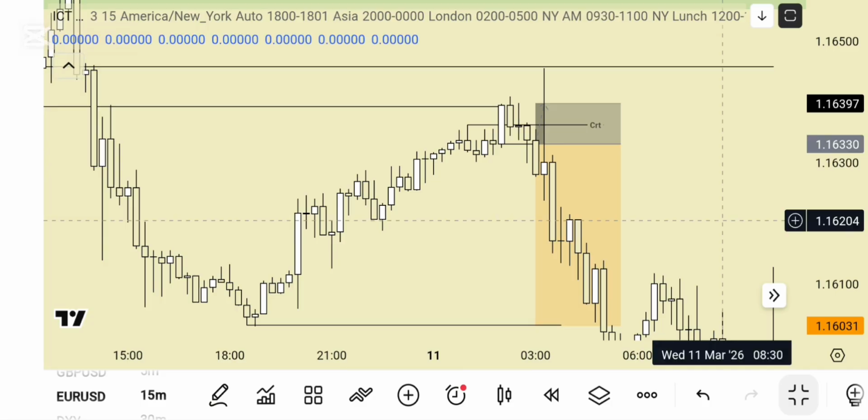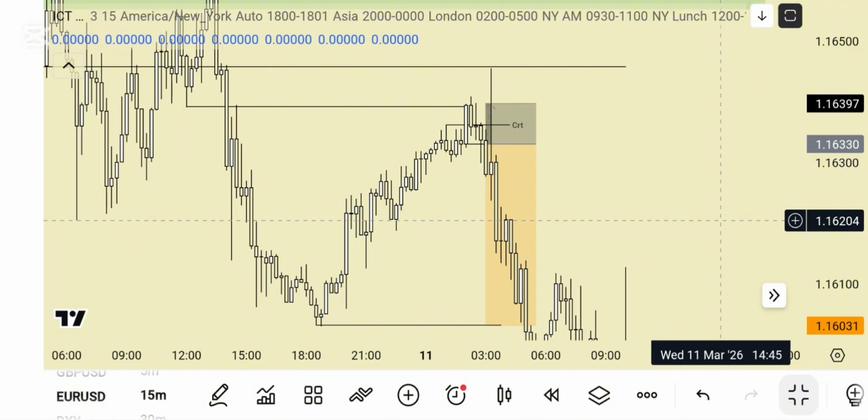2 a.m. micro, soup, entry, model 1. If you give your entry, I don't care. Just apply proper risk management. Okay, now let's move to Thursday.